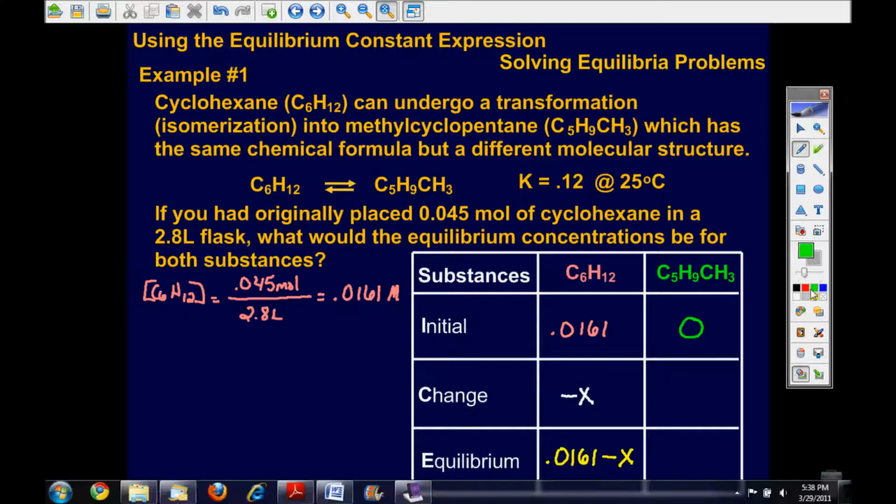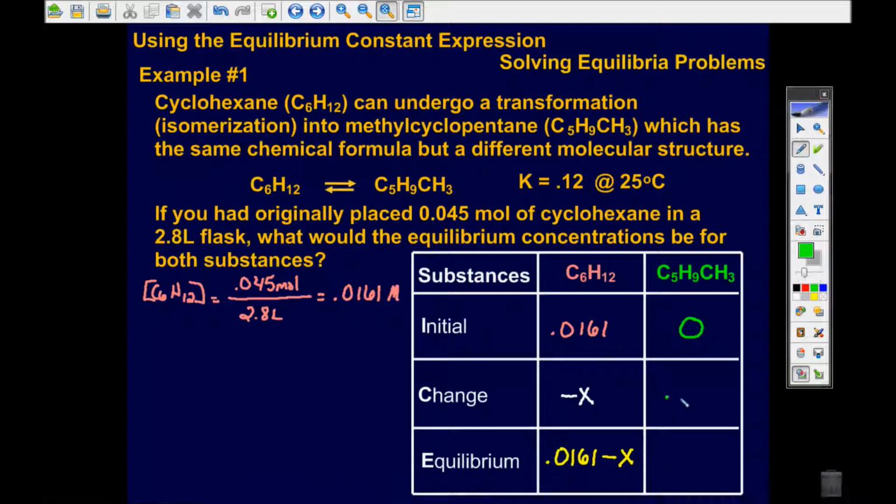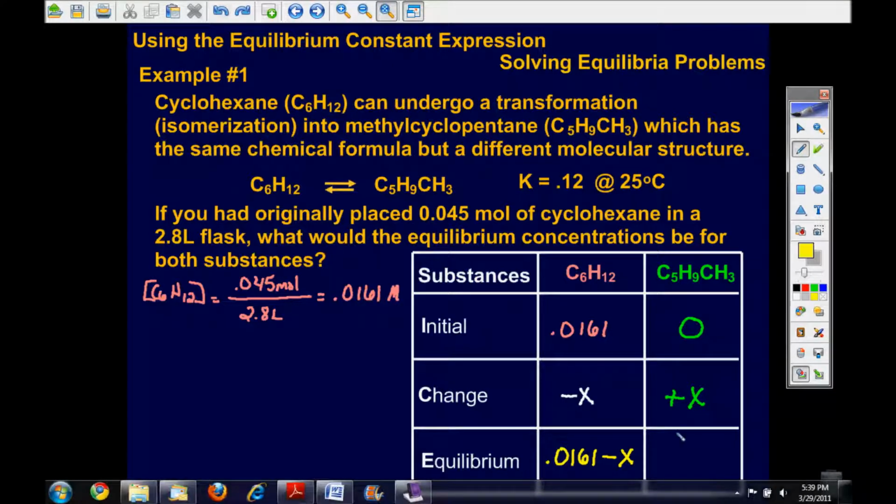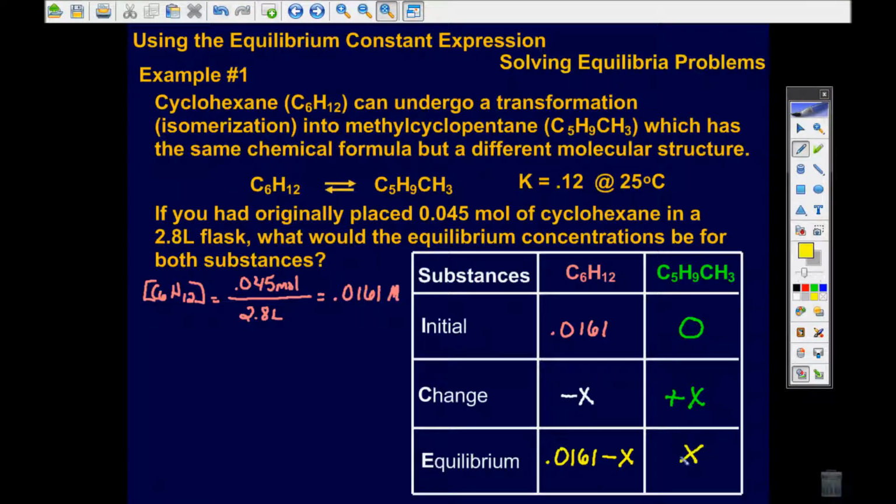All right, now however much this changes by, this goes down by a factor of X. If you look in the chemical equation, that's an understood 1 here and an understood 1 on the other side. So if I lose 1 mole, I'm going to gain 1 mole of the other. If I lose X moles, I'm going to gain X moles of the other. So over here I'm going to put plus X. And when I add these two together, at equilibrium, I'm just going to have X amount of it, which is the same amount that was lost from the reactant.